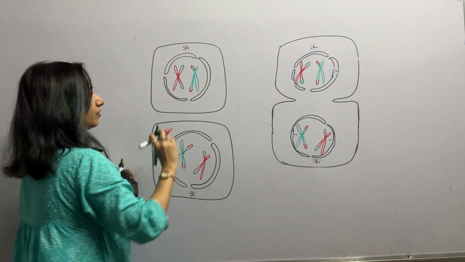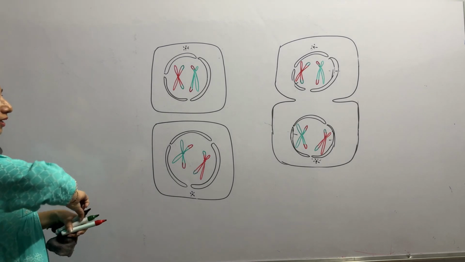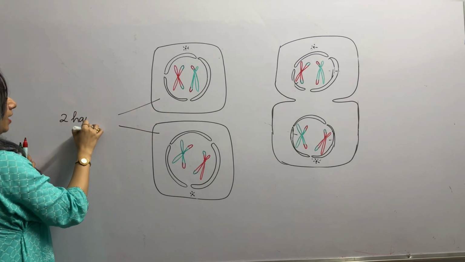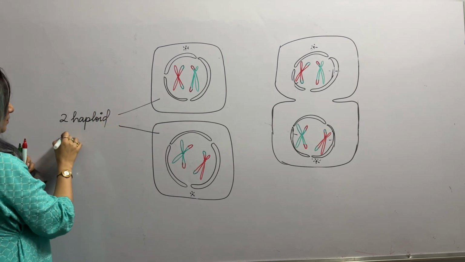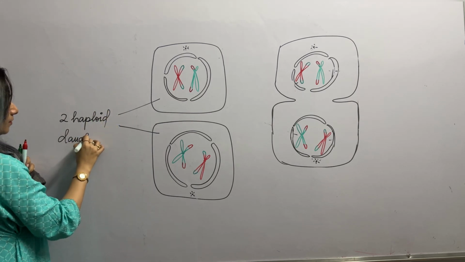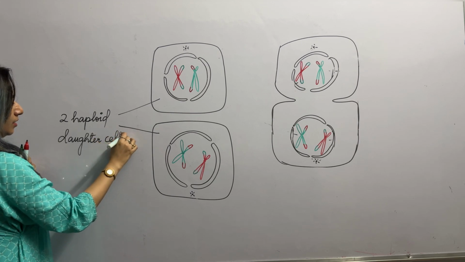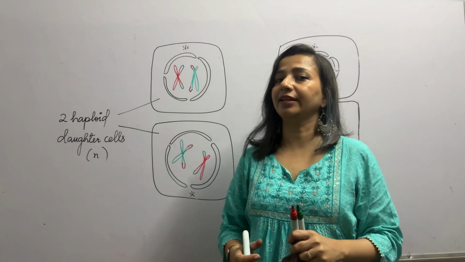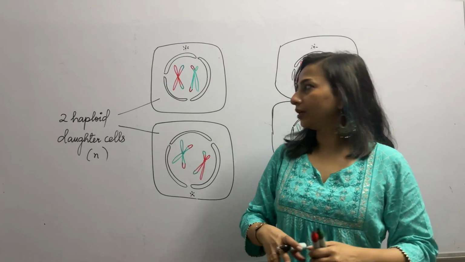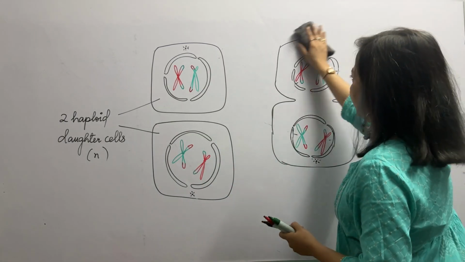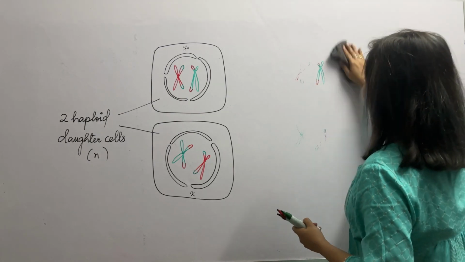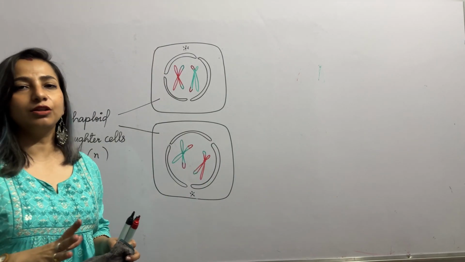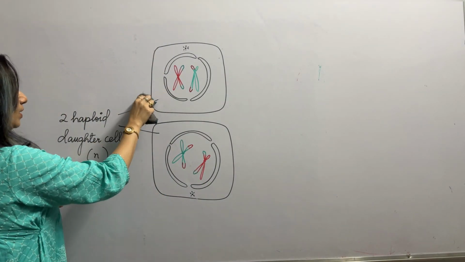So you must have already observed variations. At the end of meiosis 1, we have found 2 haploid daughter cells. These are the 2 haploid daughter cells. Now these 2 haploid daughter cells can enter meiosis 2. As I have already stated earlier, meiosis 2, in terms of the various steps, is similar to mitosis only. So let's see what will happen.